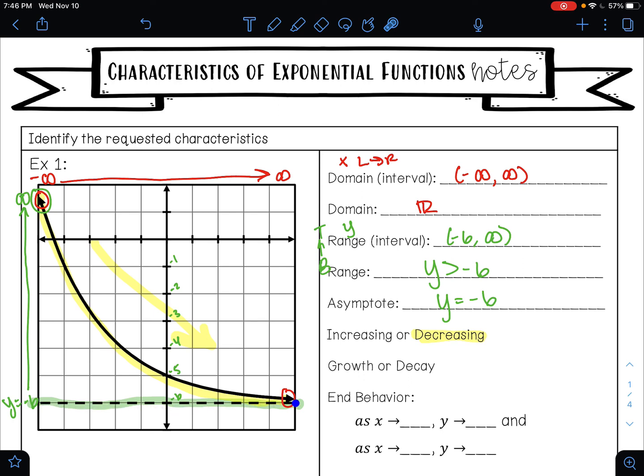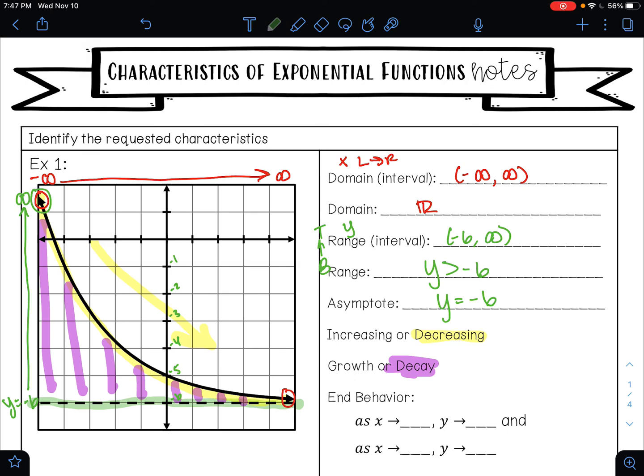Your curve will either grow away from your asymptote or it will decay to your asymptote. So if we look at it this way, if this gap gets smaller, then it's decaying. And if that gap from left to right gets larger, then it's growing. So this gap is getting smaller and smaller from left to right, so this is exponential decay.